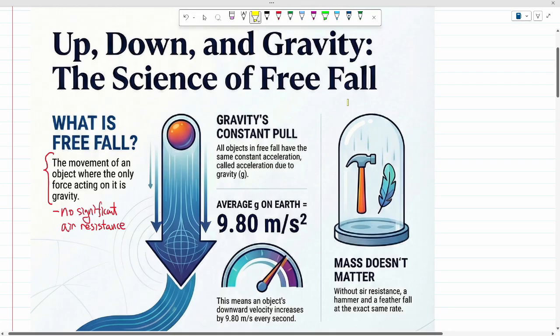And that kind of goes with this example here. I think in your homework, you have an example of an Apollo astronaut dropping objects on the moon where there's no air. You can do the same experiment on Earth.